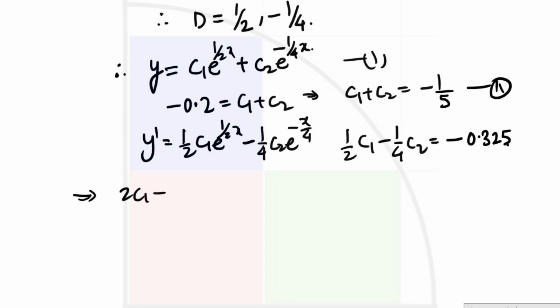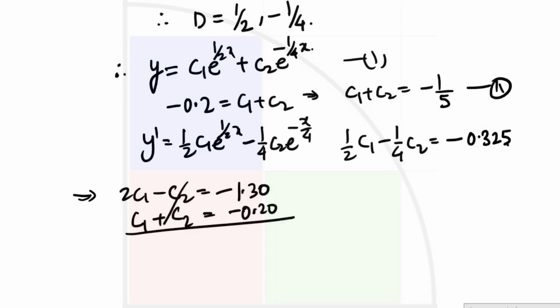2c1 minus c2 is equal to minus 1.3, and the other is c1 plus c2 is equal to minus 0.2. Adding them, 3c1 is equal to minus 1.5, which gives us c1 is equal to minus 0.5, or minus half.